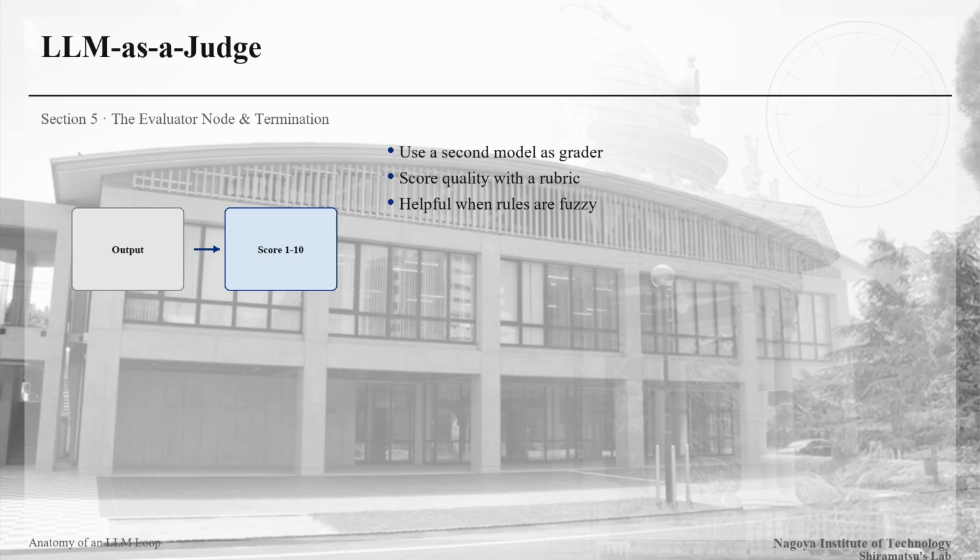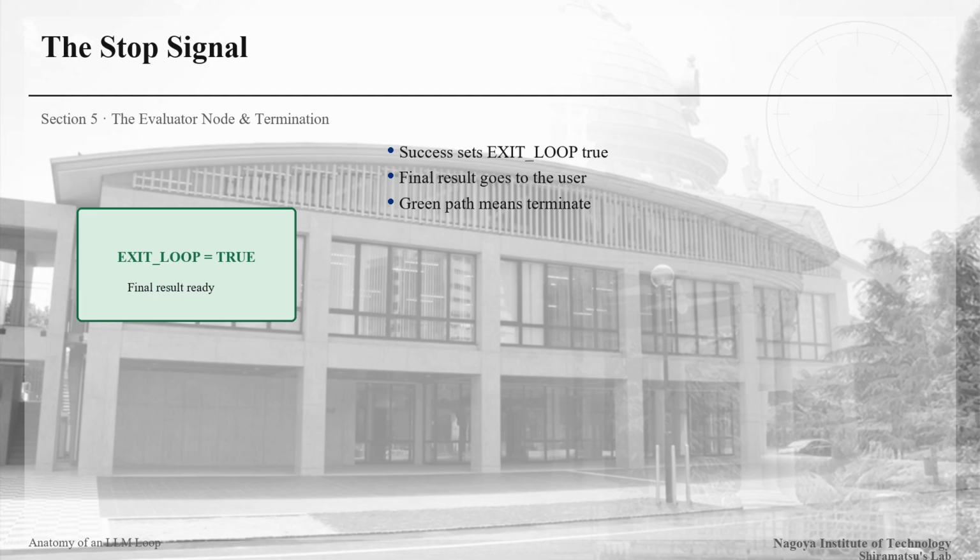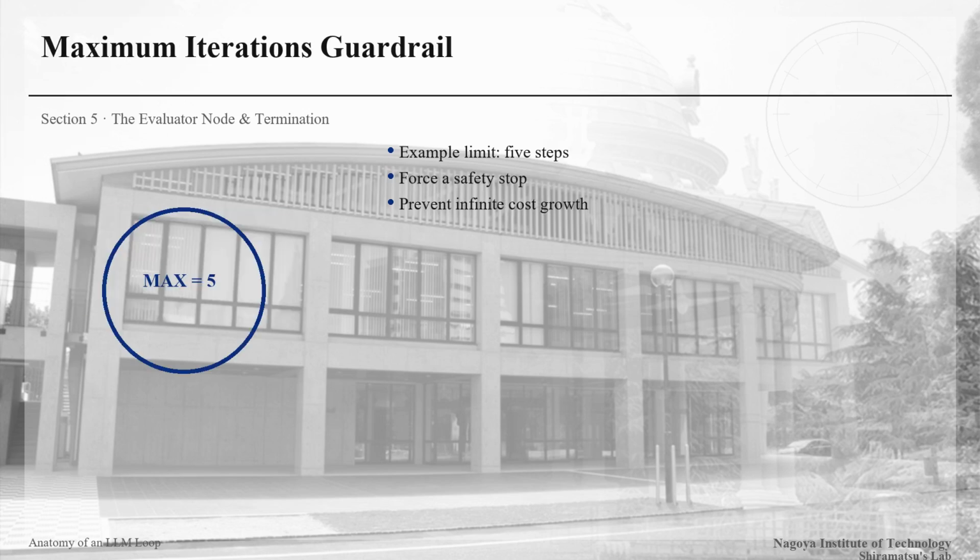An LLM as a judge evaluator grades output quality against a rubric, for example, from 1 to 10. On success, the stop signal sets exit loop to true and passes the final result to the user. A maximum iterations guardrail, such as 5 steps, forces a safety stop to prevent infinite runs.